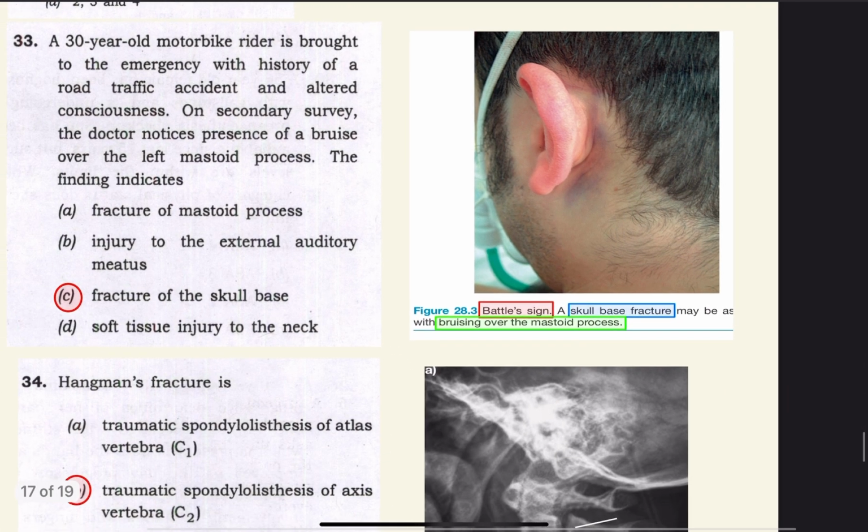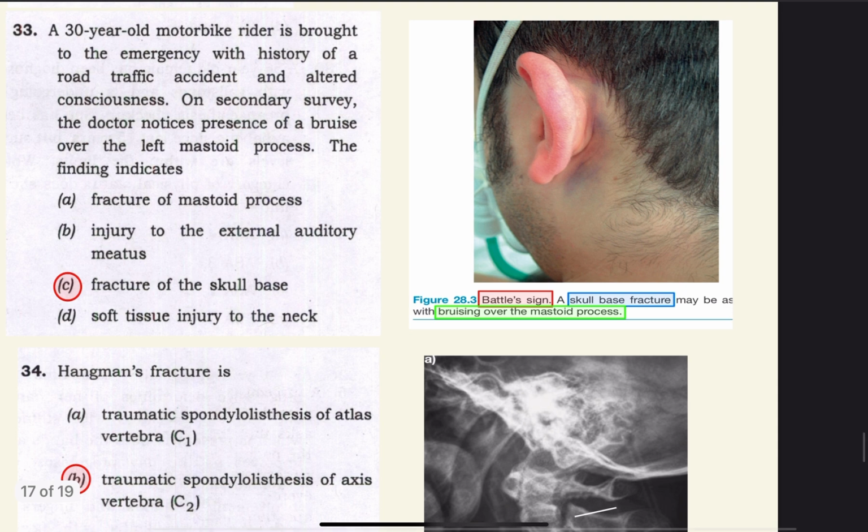Question 33. A 30-year-old motorbike rider brought to emergency with history of RTA and altered consciousness. On secondary survey, the doctor noticed presence of bruise over the left mastoid process. The finding indicates... okay, so this question is taken from this picture of Bailey, a very famous picture. This is known as a Battle sign. Okay, Battle sign is seen in skull base fracture, and bruise seen over mastoid process.